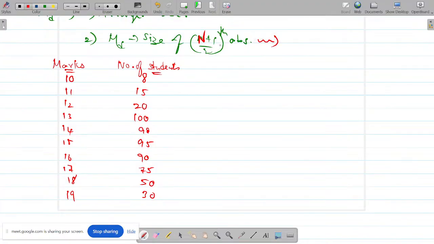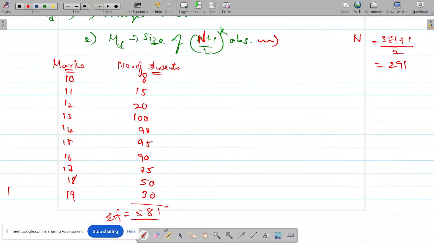Size of (n plus 1) by 2th observation. What is n? The total is the n, which is summation f, right? 581 plus 1 divided by 2. Thank you. 291 exactly. If you get it in decimals also, no issues, keep it in decimals. Okay, 291. Now I have to find where this 291 value lies.